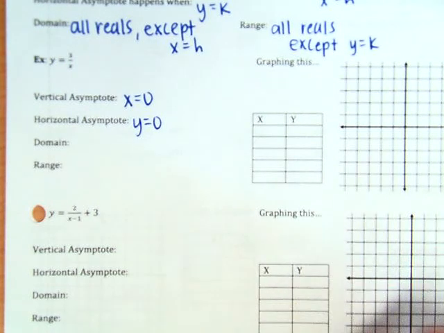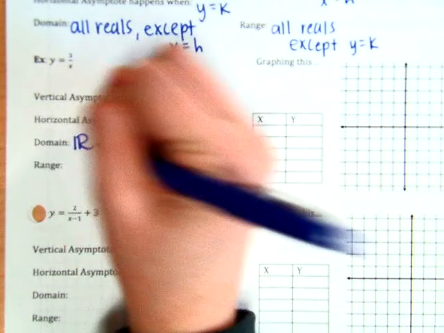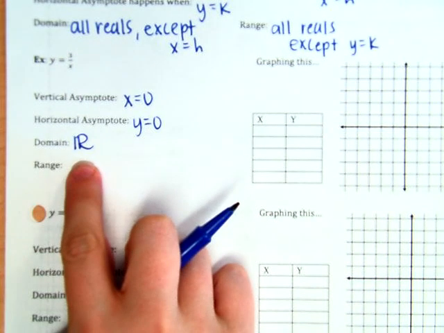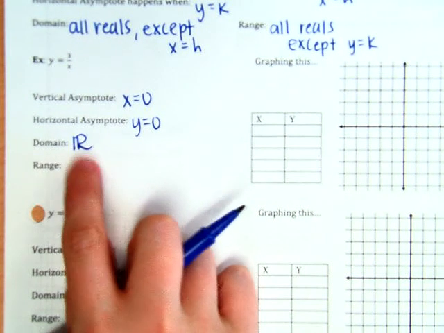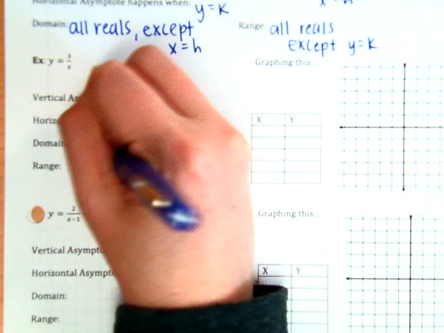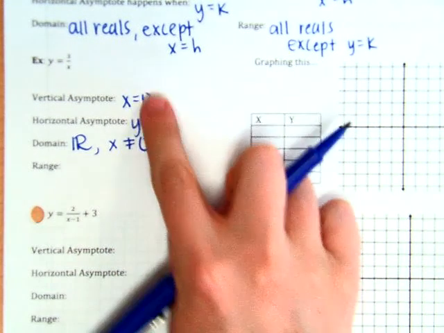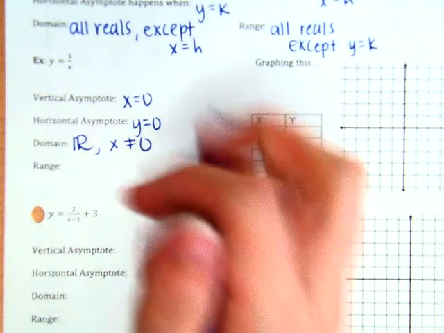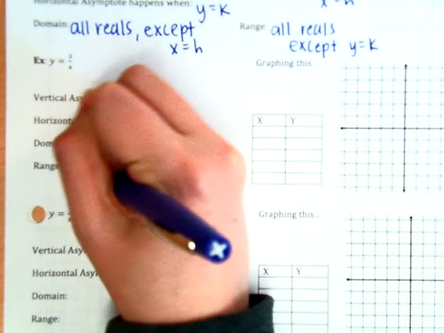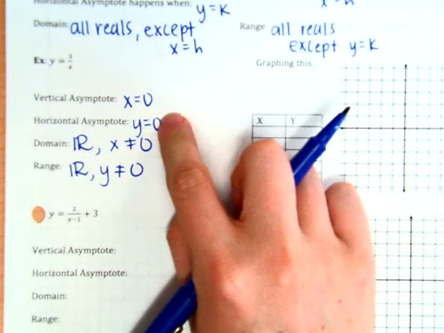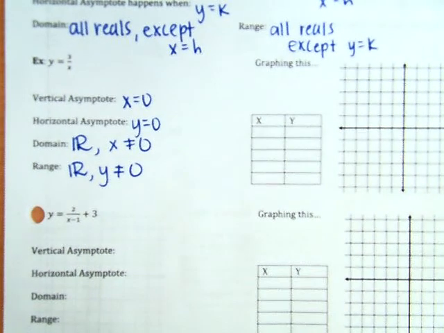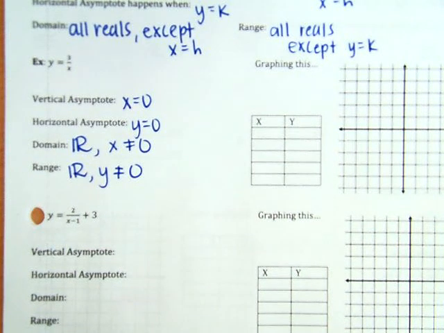My domain and range, I'm going to write them. This double-struck R is a little shortcut for all real numbers. And then you say except x cannot be 0, just like the vertical asymptote. Range, all real numbers except y cannot be 0 because of the horizontal asymptote.